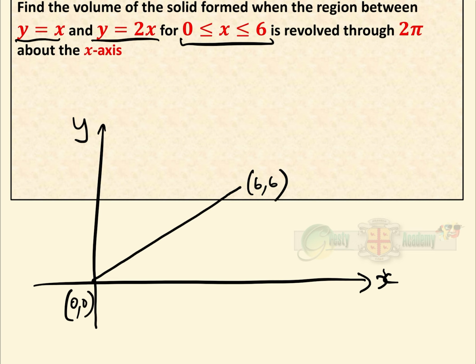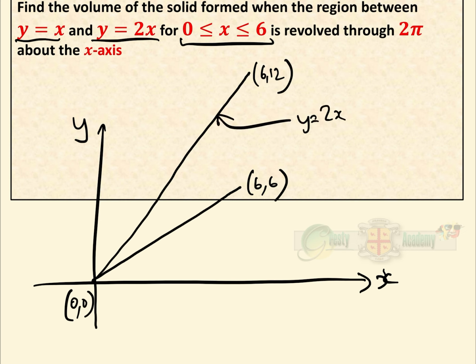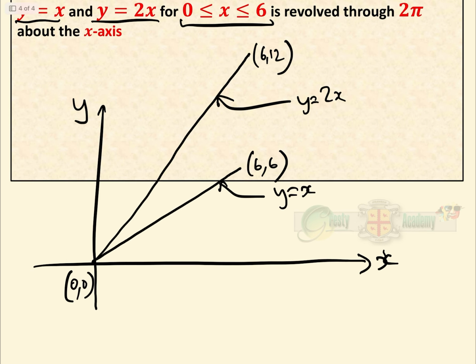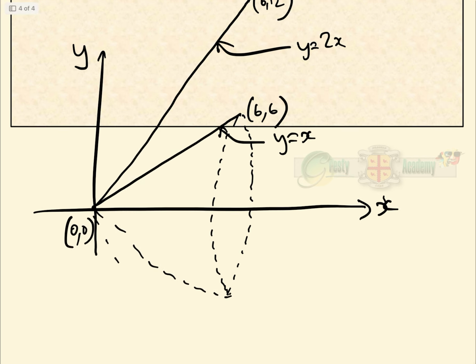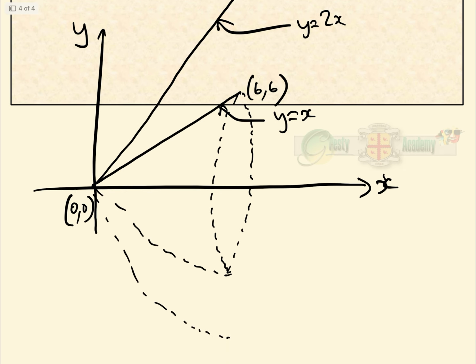And the line y equals 2x, I'm going to draw up here like that, and apologies if it's not particularly to scale. So this is going to be the point (6, 12). So here we have y equals 2x, and here we have y equals x. Now what we're going to do is rotate around the x-axis. So there is y equals x rotated around the x-axis, and then we've got y equals 2x rotated around the x-axis.